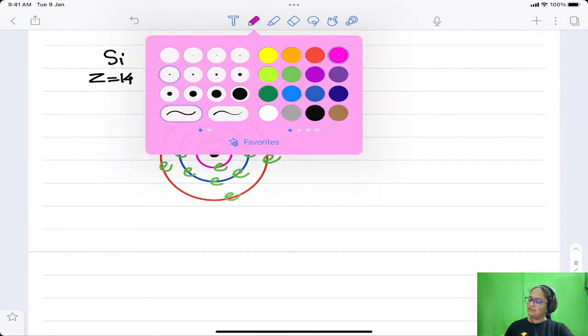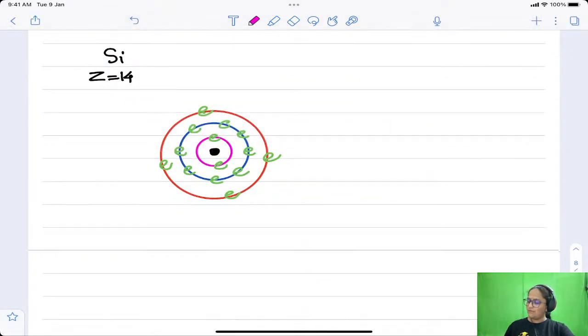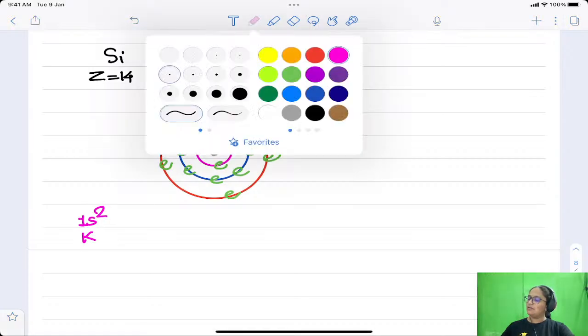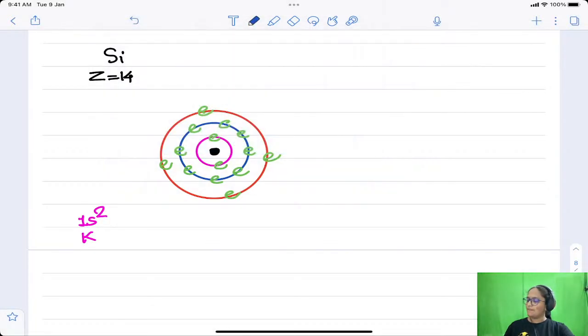Okay, let me write down the electron configuration. First of all, for K shell, it is 1s2, directly I'll write down. Now next is the L shell. L shell is divided into 2 subshells, 2s and 2p. In 2s, 2 electrons, in 2p, 6 electrons will enter. So this is your L shell.